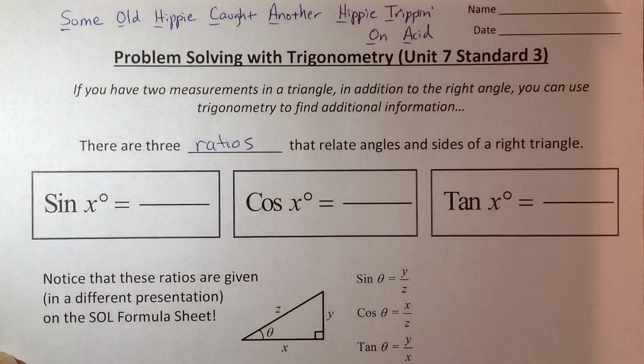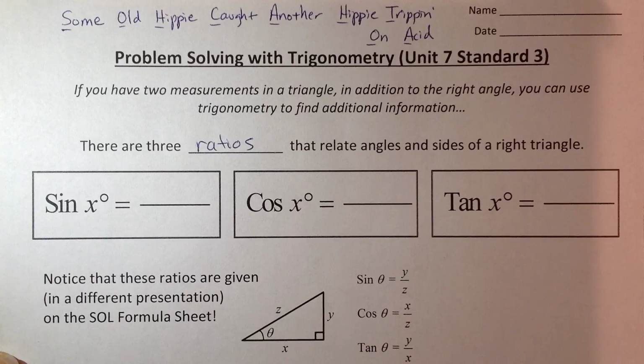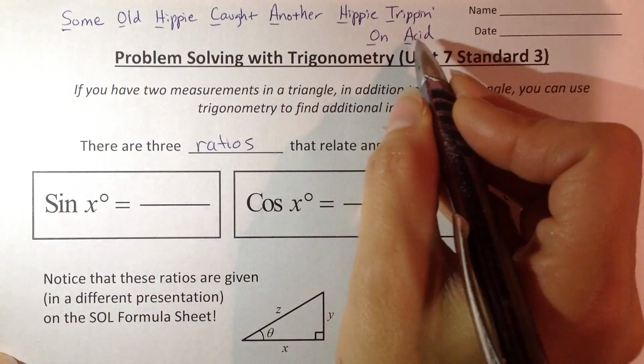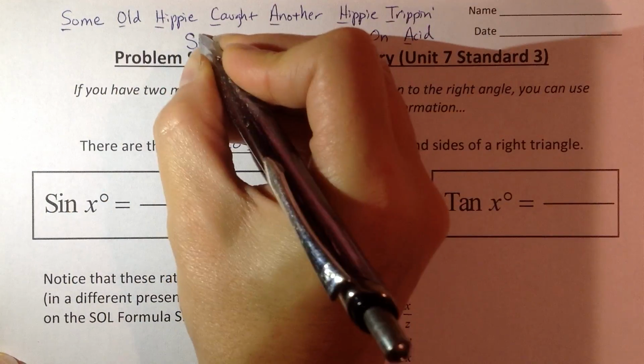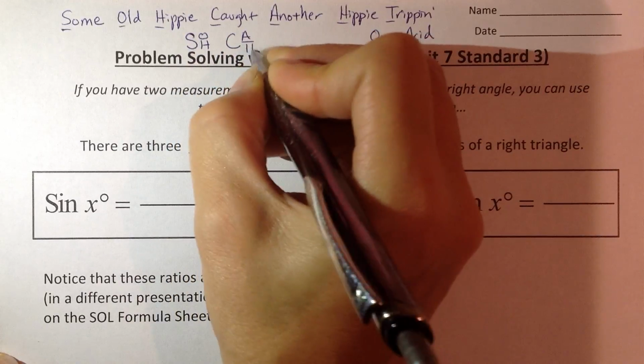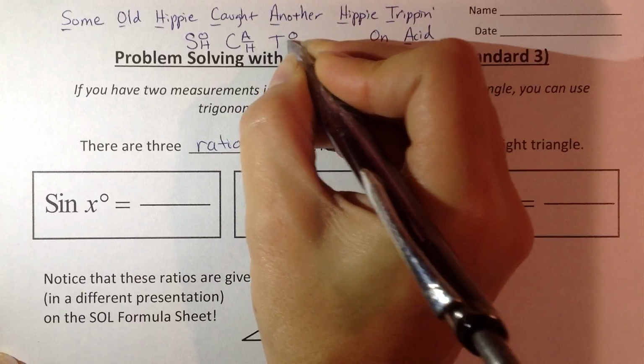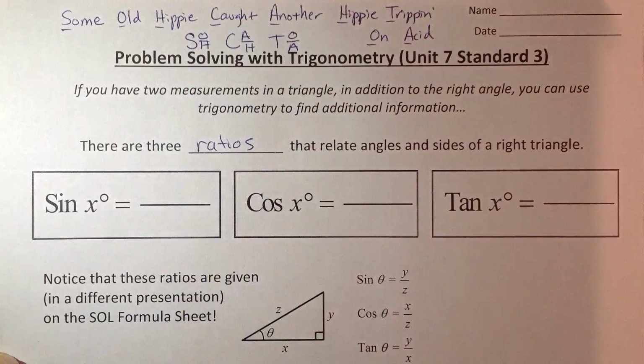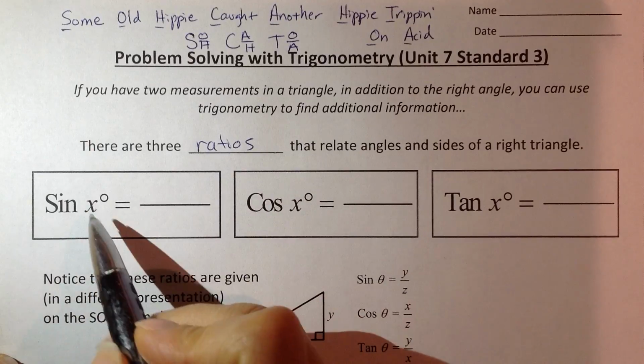So actually what I do is when I see a problem that I'm going to use trig for, I say this in my head as I write down this. Some old hippie caught another hippie tripping on acid. So that's how I fill it out. Now what those stand for is the trig ratios.